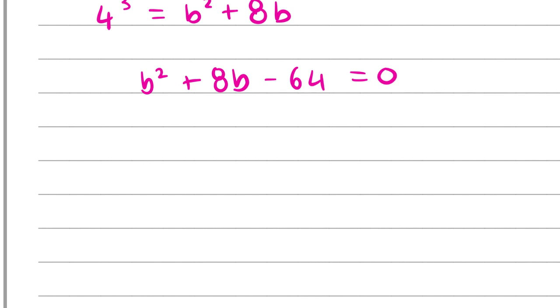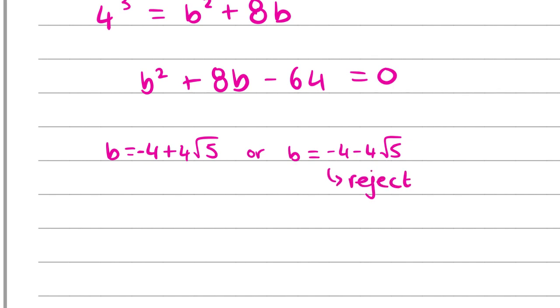So, I'm going to get b equals minus 4 plus 4 root 5, or b equals minus 4 minus 4 root 5. Now, what were we told about a and b? Positive constants. So what do we do? We reject the negative one. Okay, we're going to keep the positive.